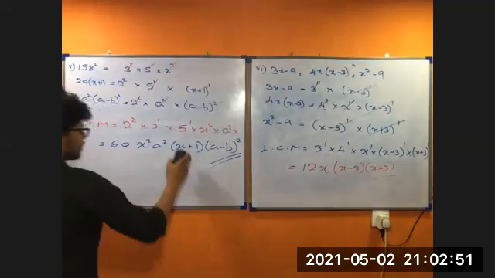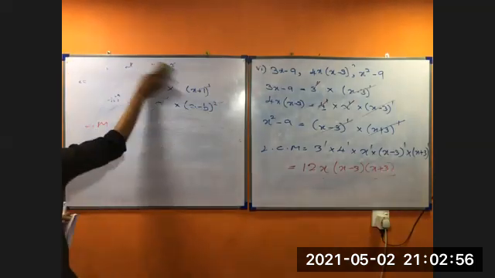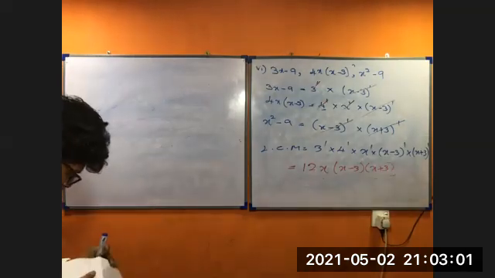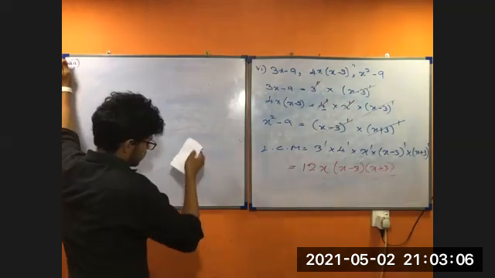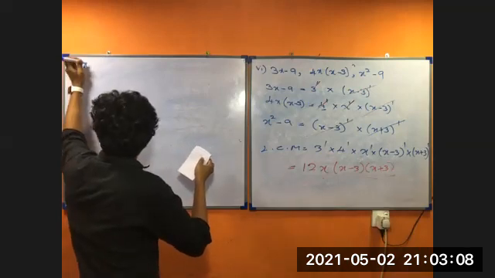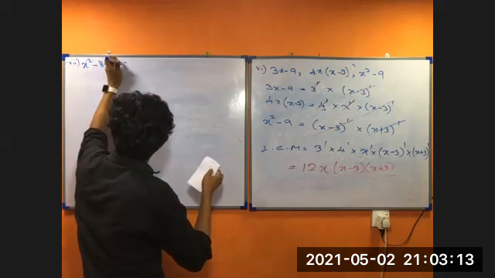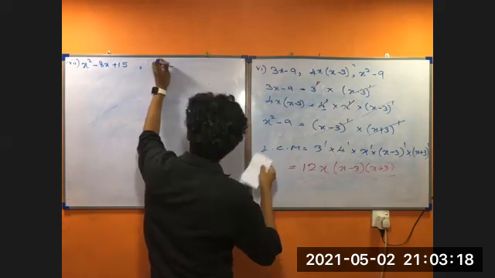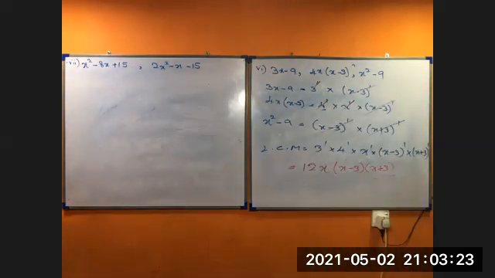Okay. One more example. Then number 7, x squared minus 8x plus 15 and 2x squared minus x minus 15. Do it. This will be the last question. This will be the last sum. So do it.